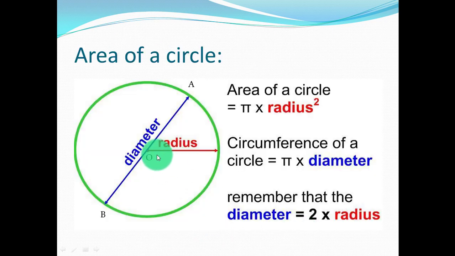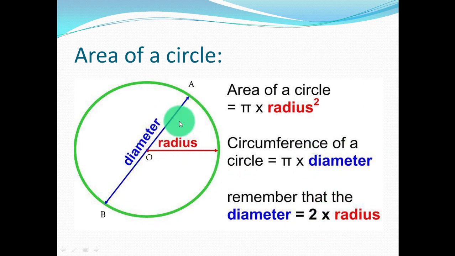Now we are talking about the circle, and how we can find the area of a circle. The formula is written here: area of a circle is equal to pi multiplied by radius squared. Pi is a fixed quantity, a constant. Its value is 3.14, or in fractional form we can write 22 divided by 7. The circumference of the circle is equal to pi multiplied by diameter, and diameter is equal to 2 times the radius.